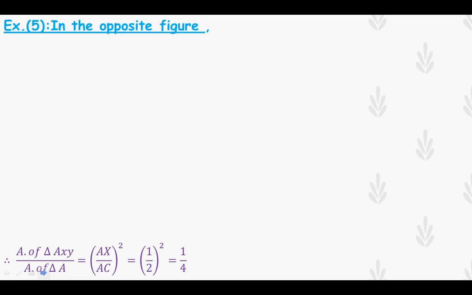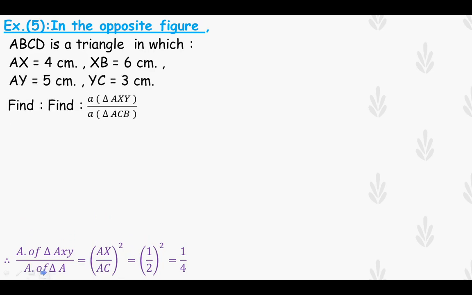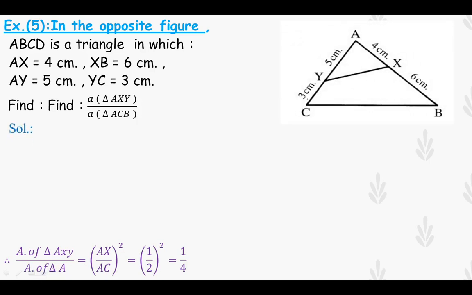Okay, let's go to another example. Example 5. In the opposite figure, ABC is a triangle in which AX equals 4, XB equals 6 centimeter, AY equals 5, YC equals 3 centimeter. Find the area of triangle AXY over the area of triangle ACB. And this is the figure. Okay, let's first solve it together.